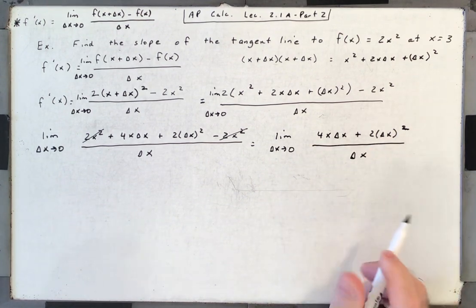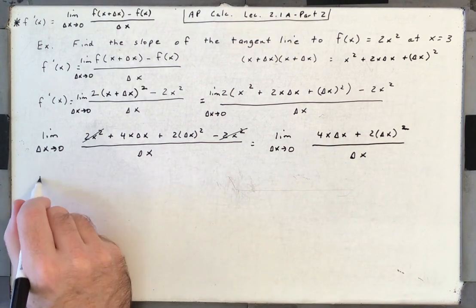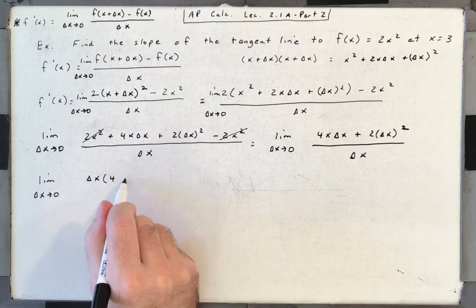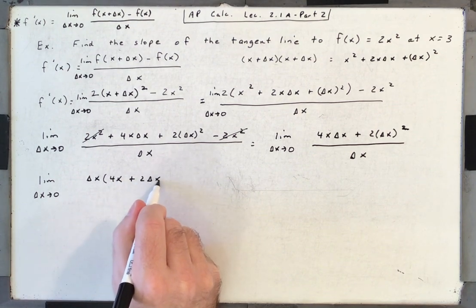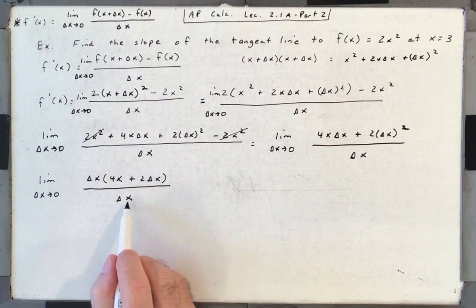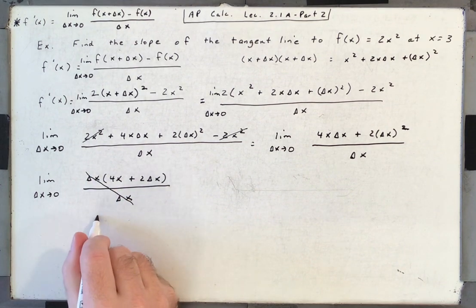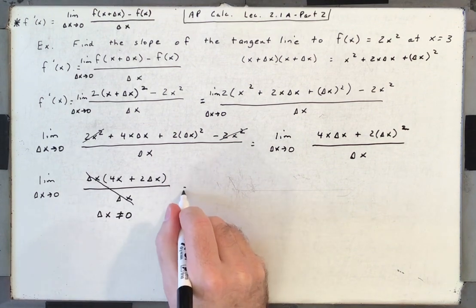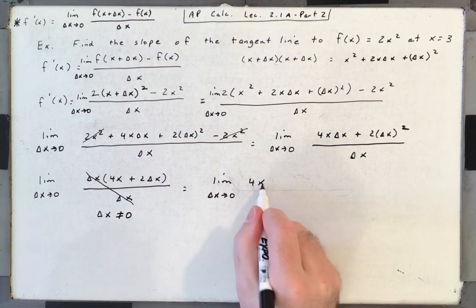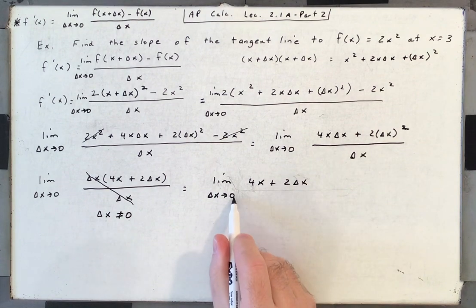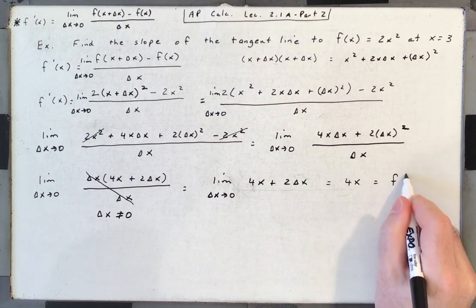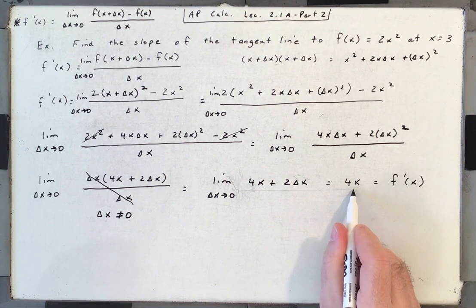over delta x. Now we can factor a delta x out of the top. So what's left if we factor that out? It's going to be 4x plus 2 delta x over delta x. This is what we were trying to get to. That's the 0 over 0 that we're trying to eliminate as long as delta x does not equal 0. So now we're at the point where we can plug zero in for delta x and get an answer. Okay, plug 0 in right here, this term goes away, and you're just left with 4x. So 4x is the equation for the derivative. F prime of x is equal to 4x.